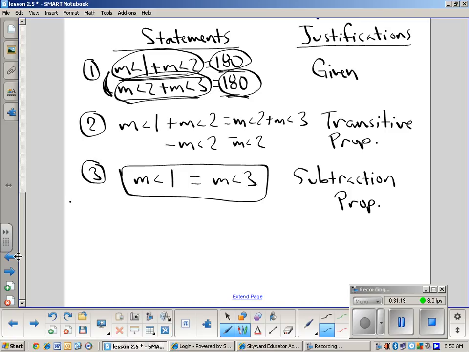Again, I don't expect that you'd be able to write that proof on your own yet. But eventually, we're going to write some proofs like this, and I would expect when we get to that, that you'll be able to do it.